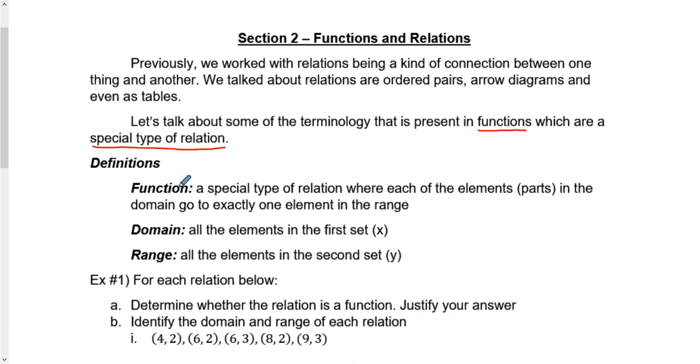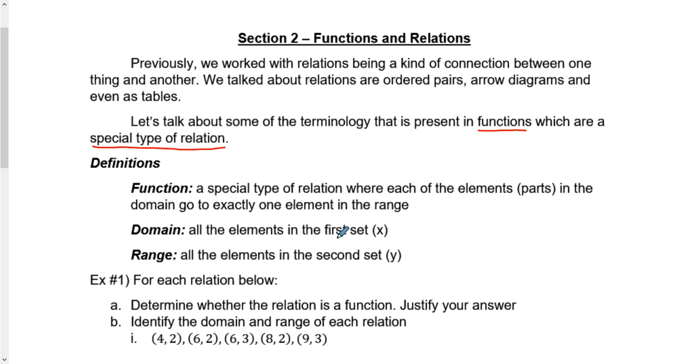So the definition is that a function is a special type of relation where each of the elements or the parts of the domain go to exactly one element in the range. So there's some words in there. An element is just a part. That could be a number, it could be a letter, it could be a name that relates one domain to exactly one range. So let's talk about what a domain is.